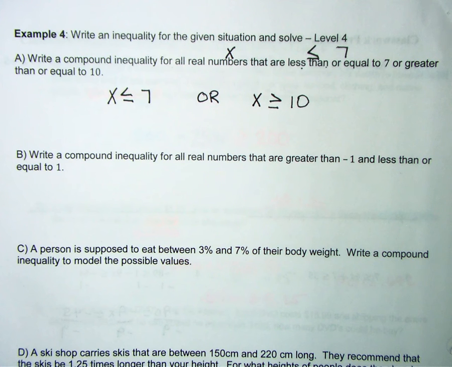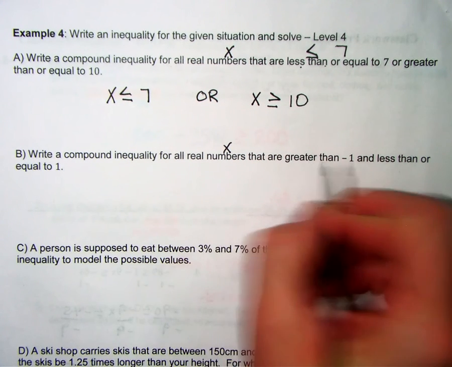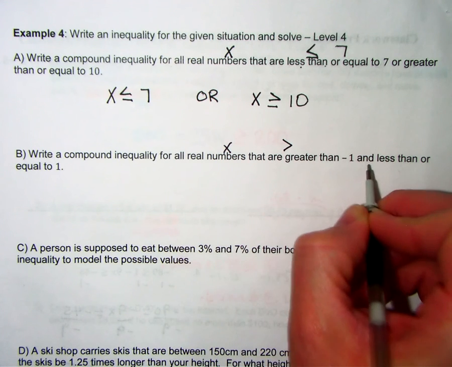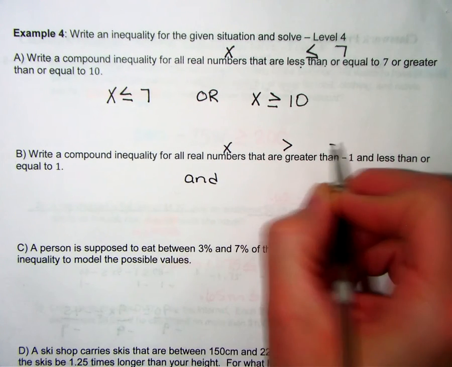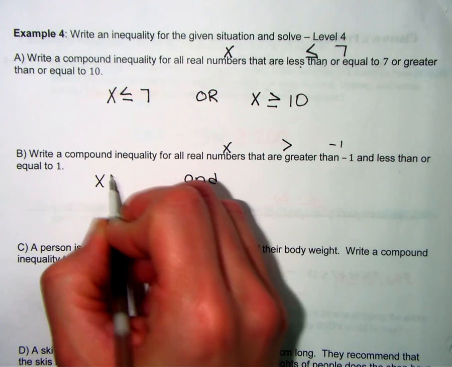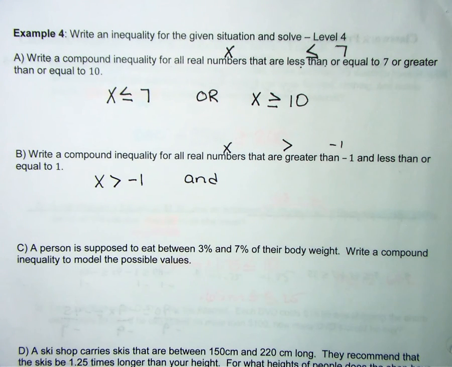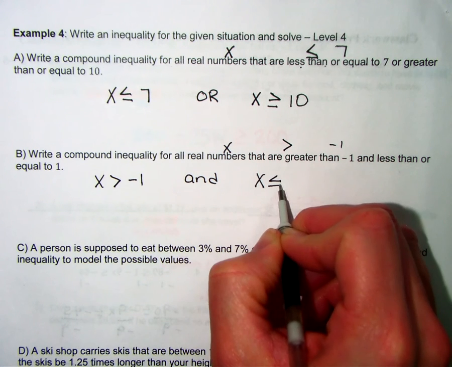So then it says write a compound inequality for all numbers, so that's x. So for all numbers, x greater than -1. And then it says and. Okay, so let's write this. Start with the first one: all numbers greater than -1 and all numbers less than or equal to 1.